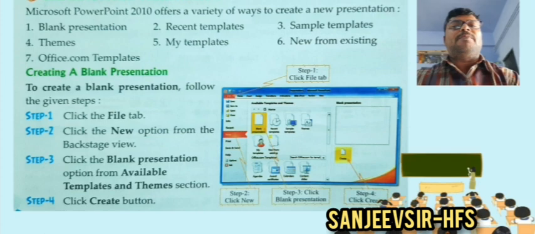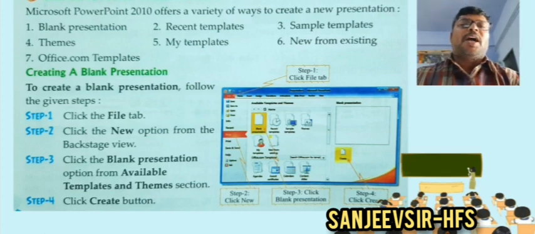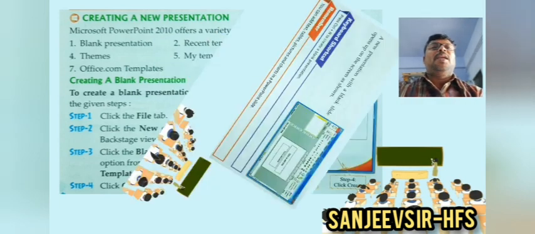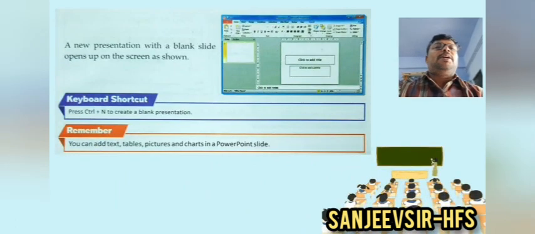Click on the File tab, then go for the New option, and you will get the blank presentation screen that we will choose and create. Then we will get our blank presentation like this. In this screen that you see, click to add text, you can add the text here, and below that you can put the title or subtitle. We can also use the shortcut key Control N to create a new blank presentation. Okay.